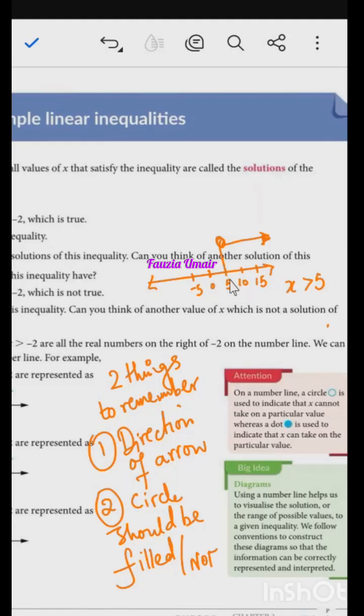Okay. So x bigger than 5, if we need to plot this on the number line, first we have to show its direction. Bigger than, so it should go in the right direction. Now the second thing is this circle. Is this circle filled or not? If there is no equal sign here, we will not fill the circle. If there is an equal sign, like x is bigger than or equal to 5, then this circle will be filled.